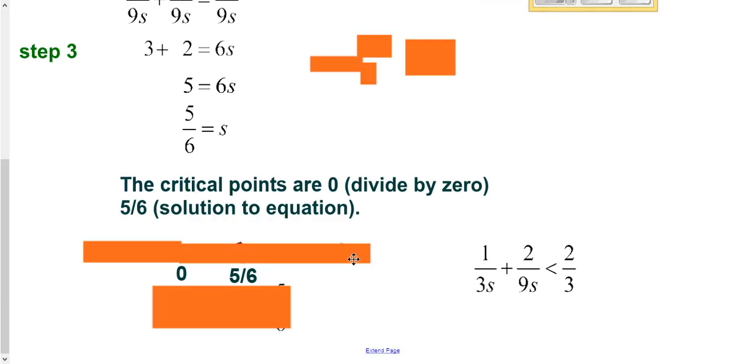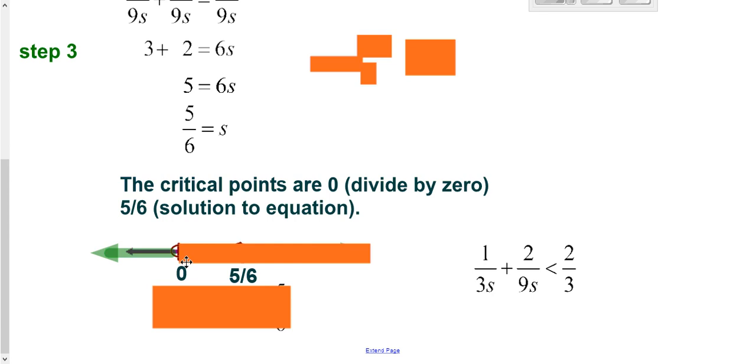Now we're going to try a number over here to the left of 0, like -1. Well, if I plug in -1 here, I would get -1/3. If I plug in -1 here, I get -2/9. -1/3 plus -2/9, a negative plus a negative is a negative, obviously less than 2/3. So that's going to work. So we tried a number over here and it worked. So that's where I end up shading.